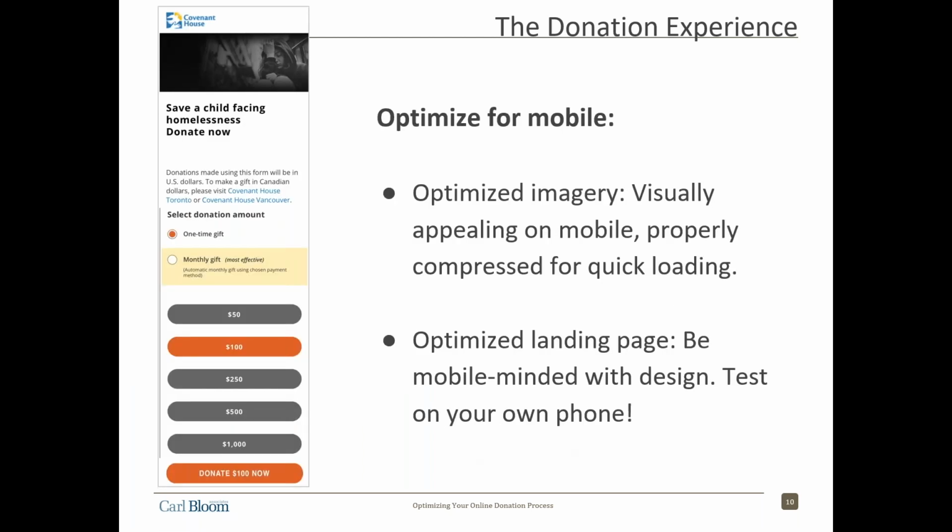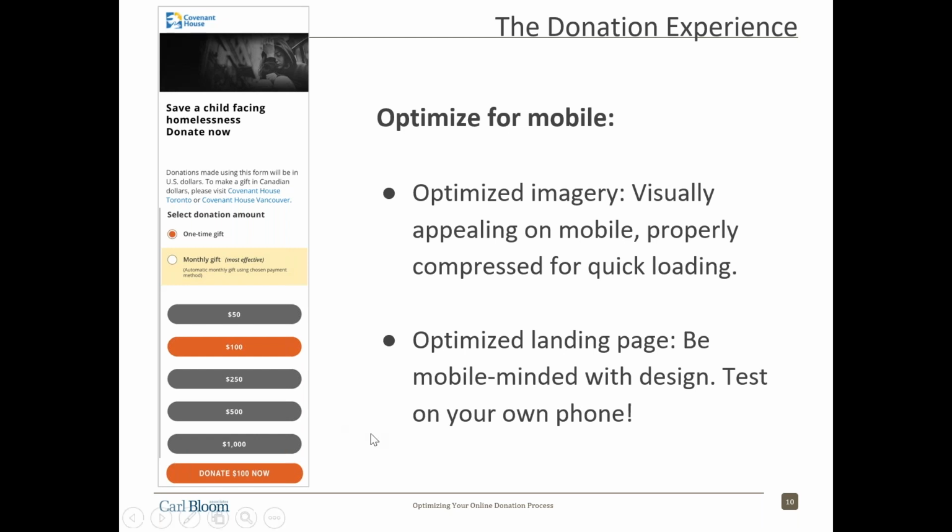So when we talk about optimizing for mobile, consider the donation experience, and remember that you want to optimize imagery so that it's visually appealing, so that content on a cell phone looks really good. You want to make sure that it's properly compressed for quick loading, and this requires that you actually look at your landing page and donation form on a cell phone, as I mentioned before. You want to optimize the landing page. You want to make sure to be mobile-minded with everything that you do, and you want to test.